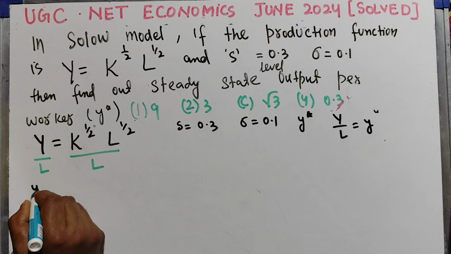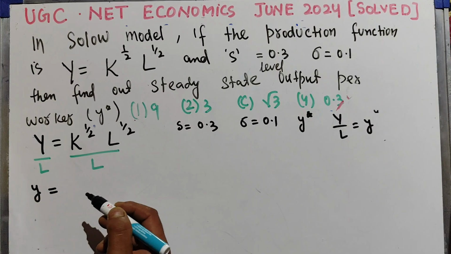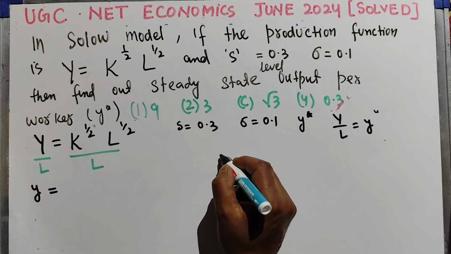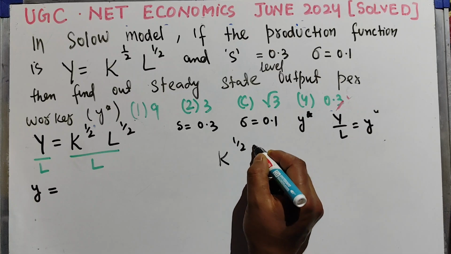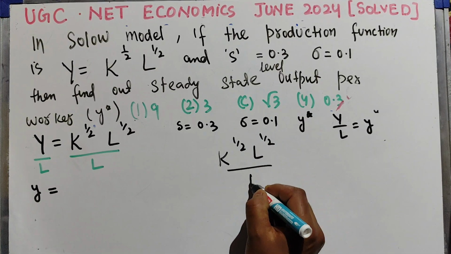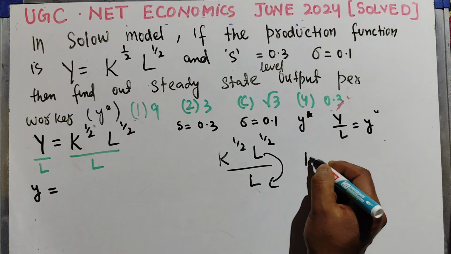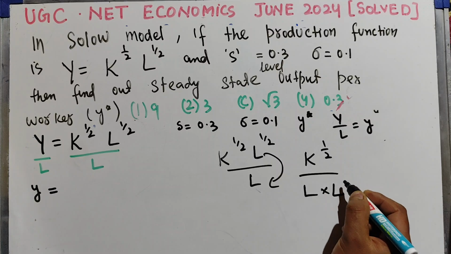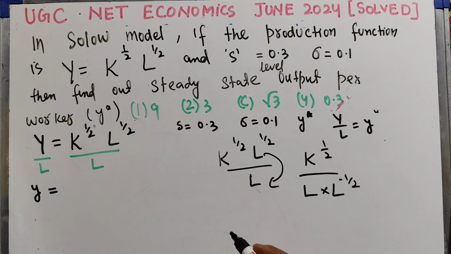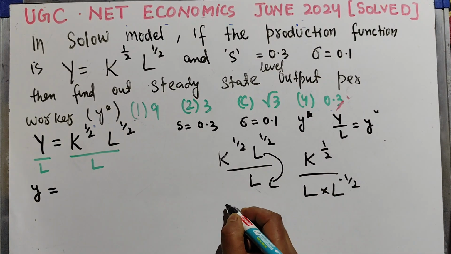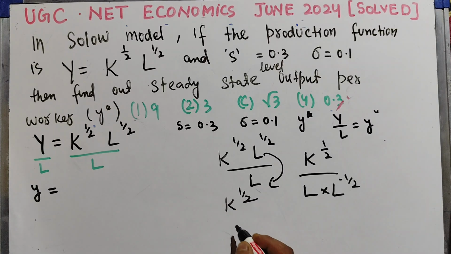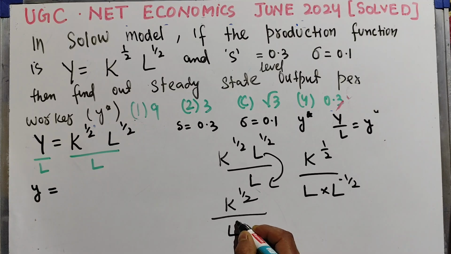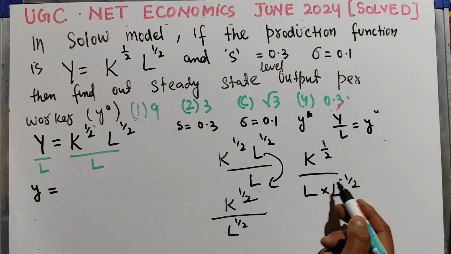So let's write it: output per worker will be equal to k raised to the power 1/2 times L raised to the power 1/2 divided by L. Transposing this, we get k raised to the power 1/2, then L times L raised to the power minus 1/2. Solving further, the bases are the same, so we can add up the exponents: we get L raised to the power 1 minus 1/2.